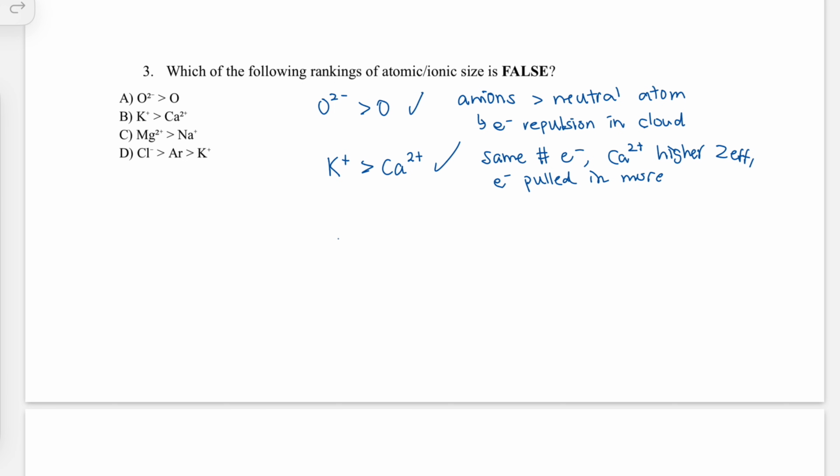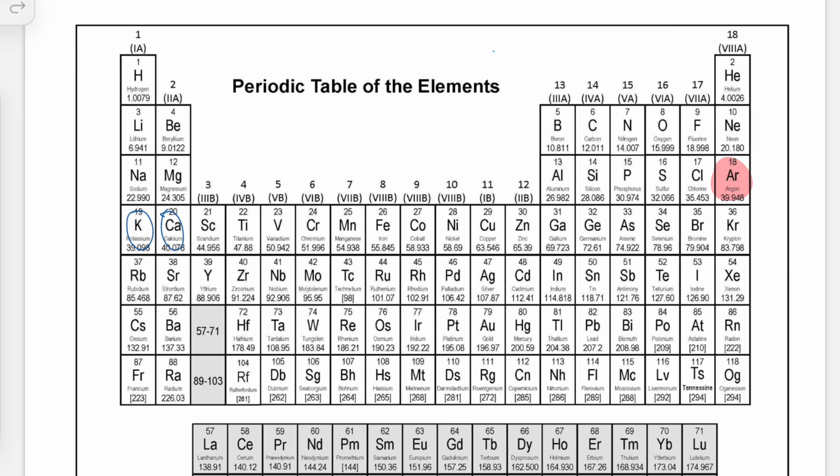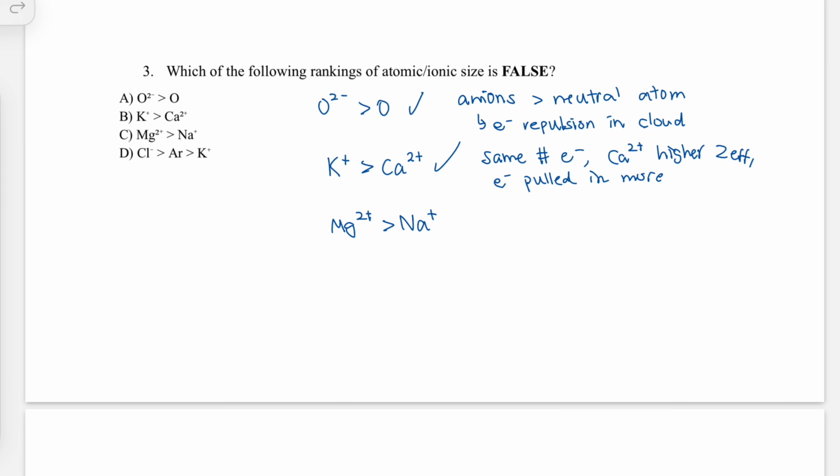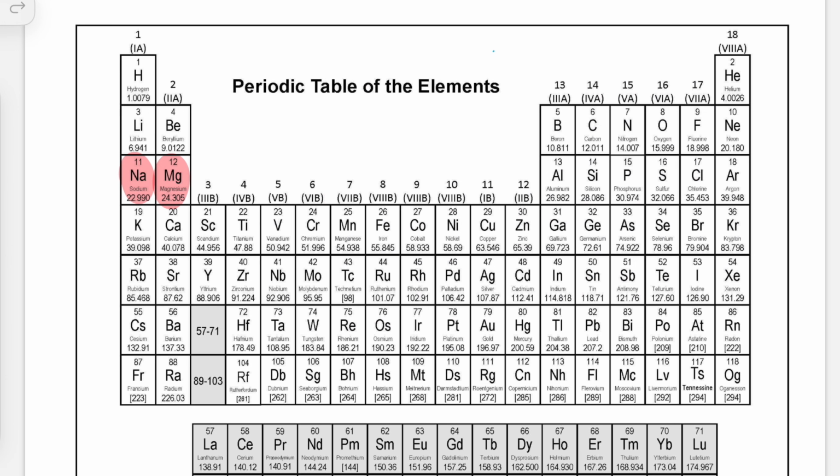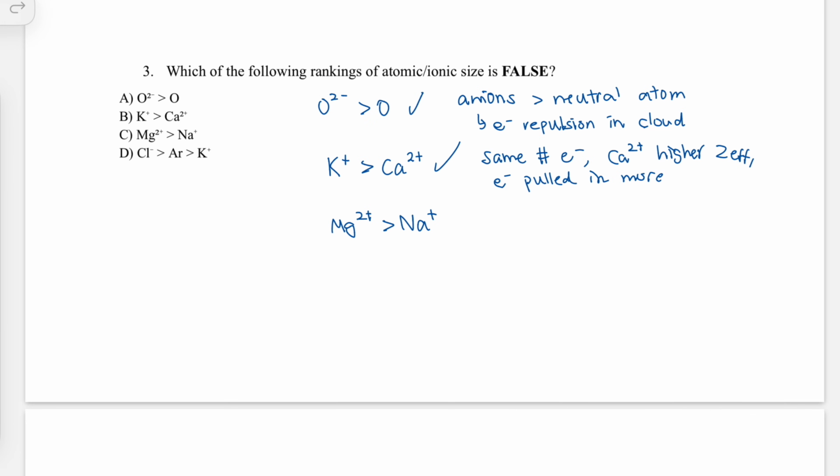Next, Mg2 plus is greater than Na plus. Na is here and Mg is over here. They have the same number of electrons again, so this is the same process as the one above, but it's saying magnesium is greater than sodium. This is not true because magnesium has more protons, it has a higher effective nuclear charge, and electrons are pulled in closer, so it should actually be smaller than sodium.